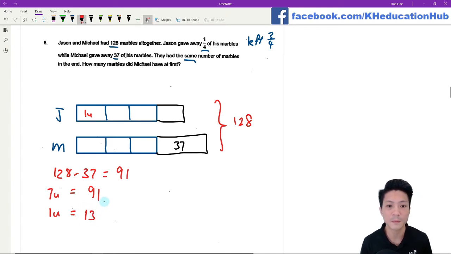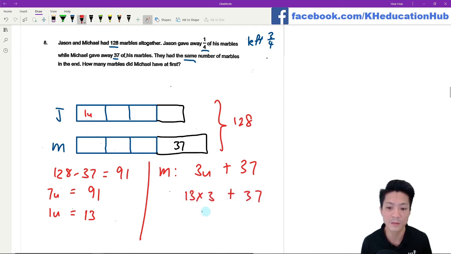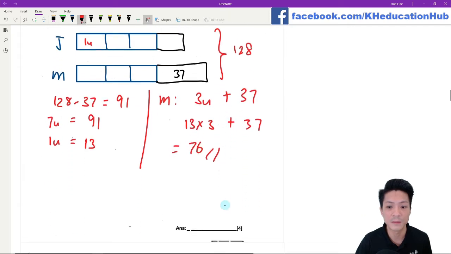And to find Michael, right? Michael is basically 3 units plus another 37. 3 units will be 13 times 3 plus 37. That will give me 76. And this is the answer for question 8.